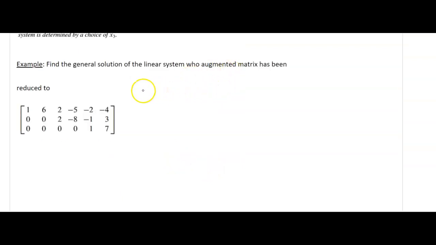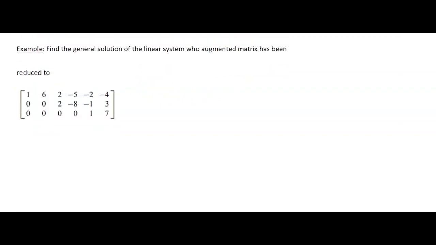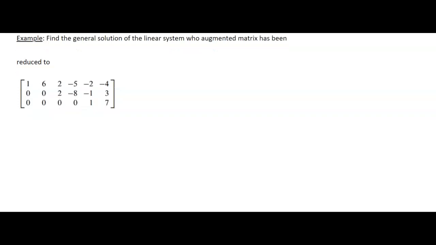So let's use this as a guide for our example right here. You can look at this full matrix. It's a 3 by 6. If we see that this is an augmented matrix, then we actually have 5 x variables, because I have 5 different columns here and then that augmented column. And I need to find a general solution to this linear system.